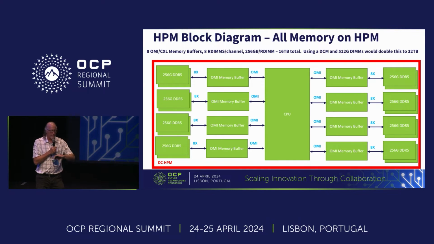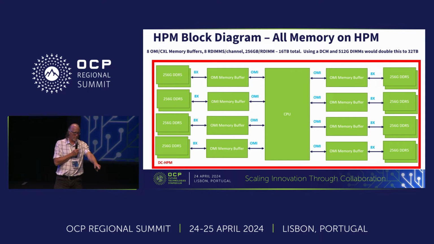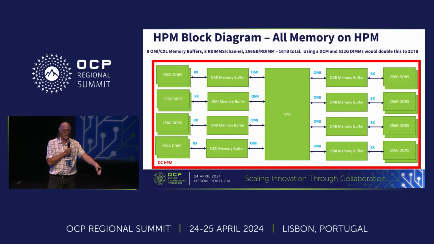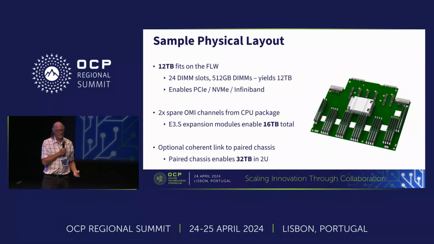So what would it look like if we could pack all this memory on the HPM? Well, you can have up to 8 OMI channels per CPU. And then we have 8 DDR chips behind that. So you're packing a lot of memory on there, 16 terabytes. That's on an SCM. That CPU could be a DCM. And if it was, then you'd be able to double that by using 512 gig DIMMs. So in theory, you could get 32 terabytes in here. But the question is, can you fit it? Can you power it? Can you cool it?